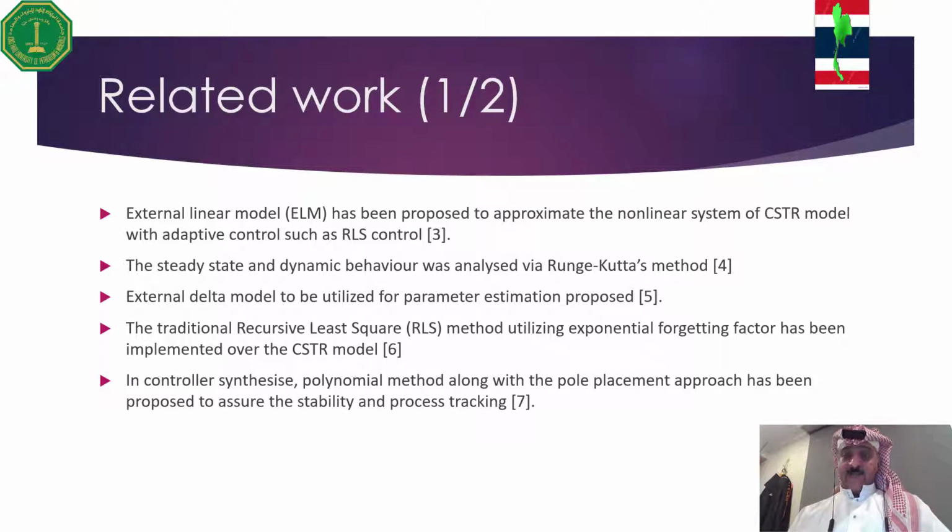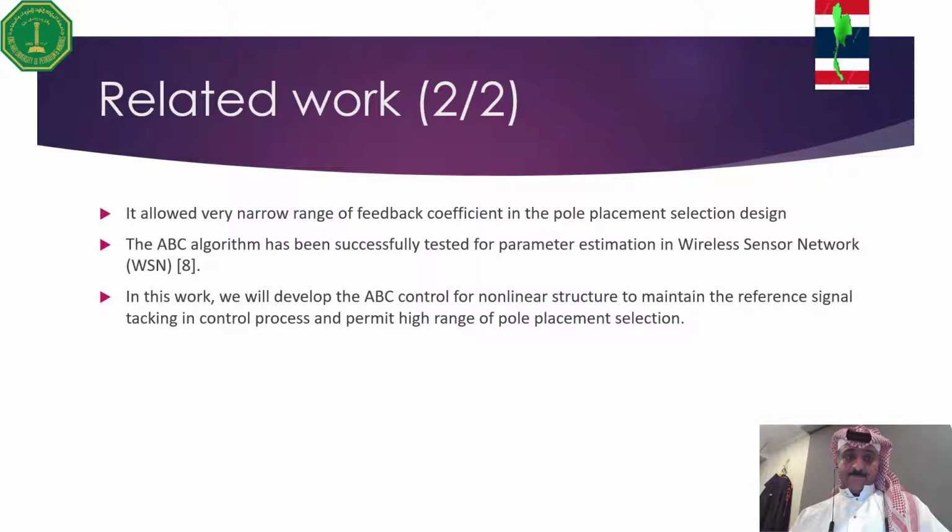The RLS model using an exponential forgetting factor was proposed in 6. A polynomial method with pole placement has been proposed for signal tracking in 7. It allows only a narrow range of pole placement. The ABC algorithm has been successfully implemented for parameter estimation in wireless sensor networks, WSN. In this work, we extend this and apply ABC to the CSTR model.